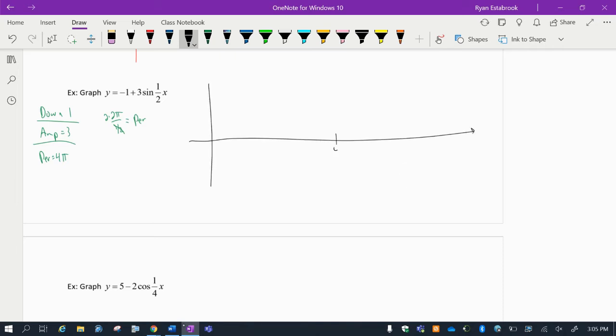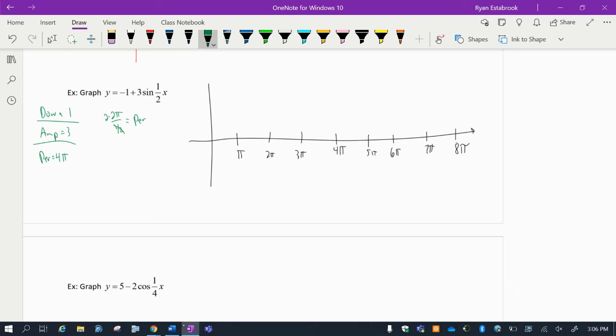The period is 4 pi, so there's the end of the first period. There's the end of the second period. We'll mark off our different locations, 1 pi, 2 pi, 3 pi, and in the next period, 5, 6, 7, and 8 pi. Now at this point, I want you to think about how the -1 is going to impact the graph, and then the fact that the amplitude is 3.